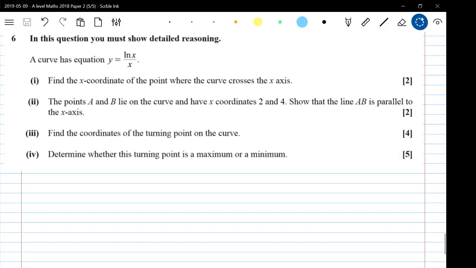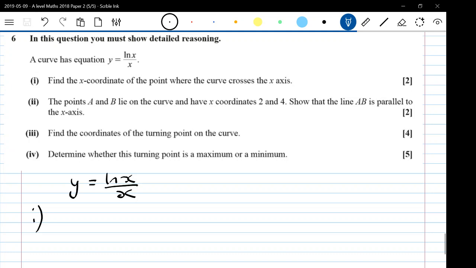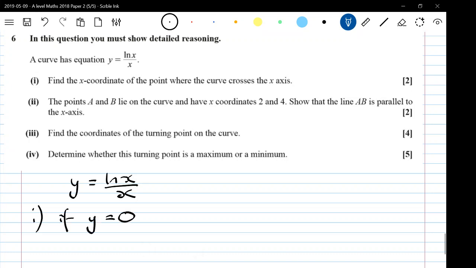Okay, so question 6. A curve has equation y equals ln x over x. Find the x coordinate of the point where the curve crosses the x-axis. We should get this because this is a straightforward mark to start with. Where does it cross the x-axis? If it crosses the x-axis, that is if y equals 0. So we want to know when y equals 0.